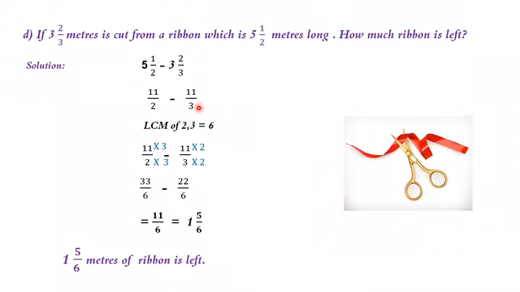What do we do over here? Because the denominators are different, we take the LCM. LCM of 2 and 3 will be 2 3s are 6. And then finally, we convert them into their equivalent fractions, making them 33 by 6 and 22 by 6. When you subtract them, students, you get 11 by 6. But as I told you, the final answers should not be improper fractions. That's why we convert it into a mixed number, getting us the answer as 1 5 by 6 meters of ribbon is left.